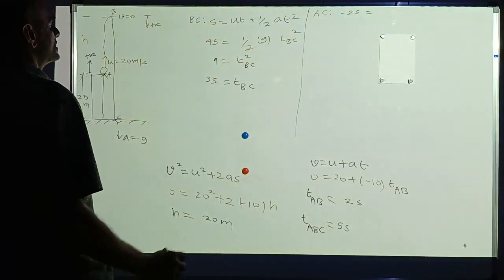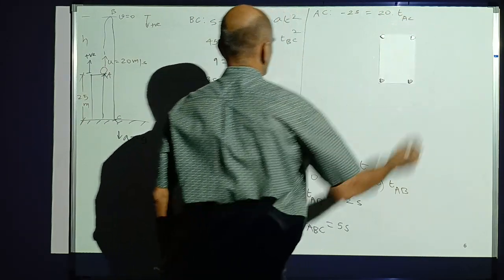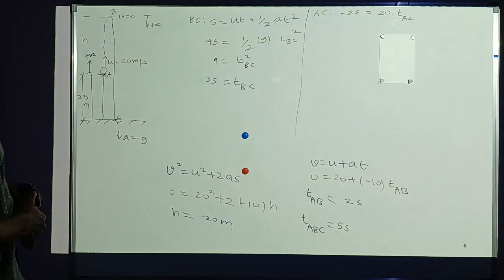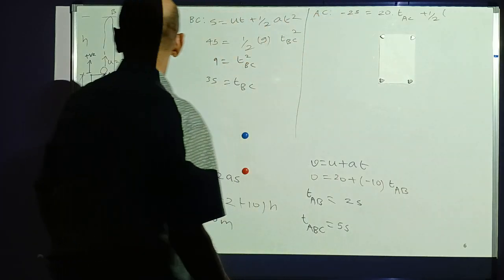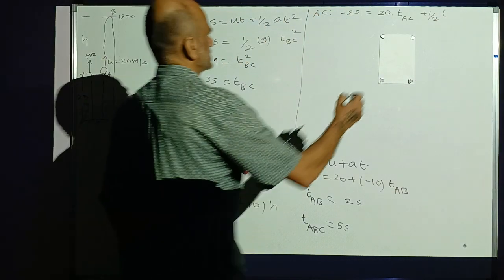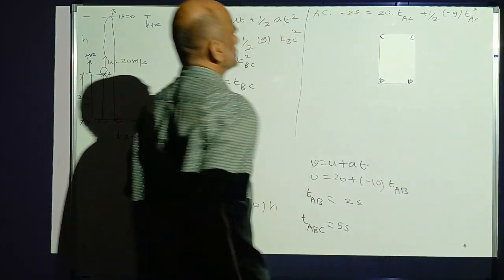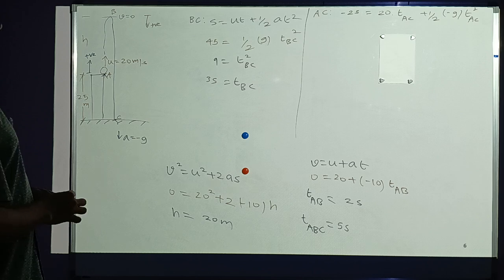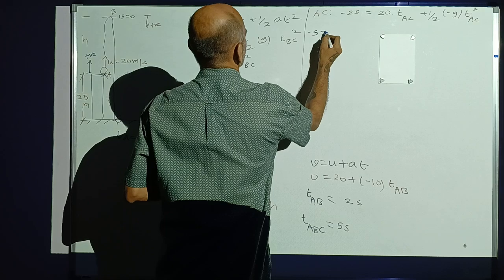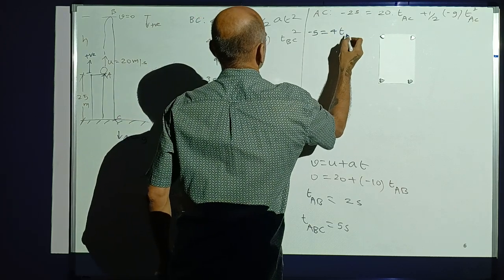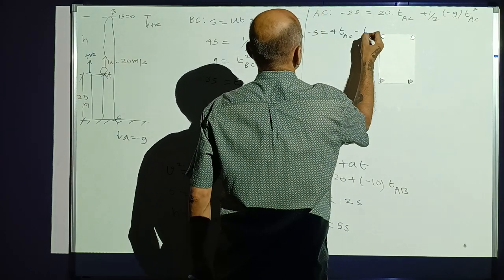And then u is upwards 20, so plus 20. And the time is the time to go from A to C, the total time. And then plus half at square, half a, where a is minus g because upward direction is positive. And then time square, which is the total time square. So 5 can be cancelled throughout. So this will give minus 5 equal to 4 times the total time A to C, and this is minus t square.